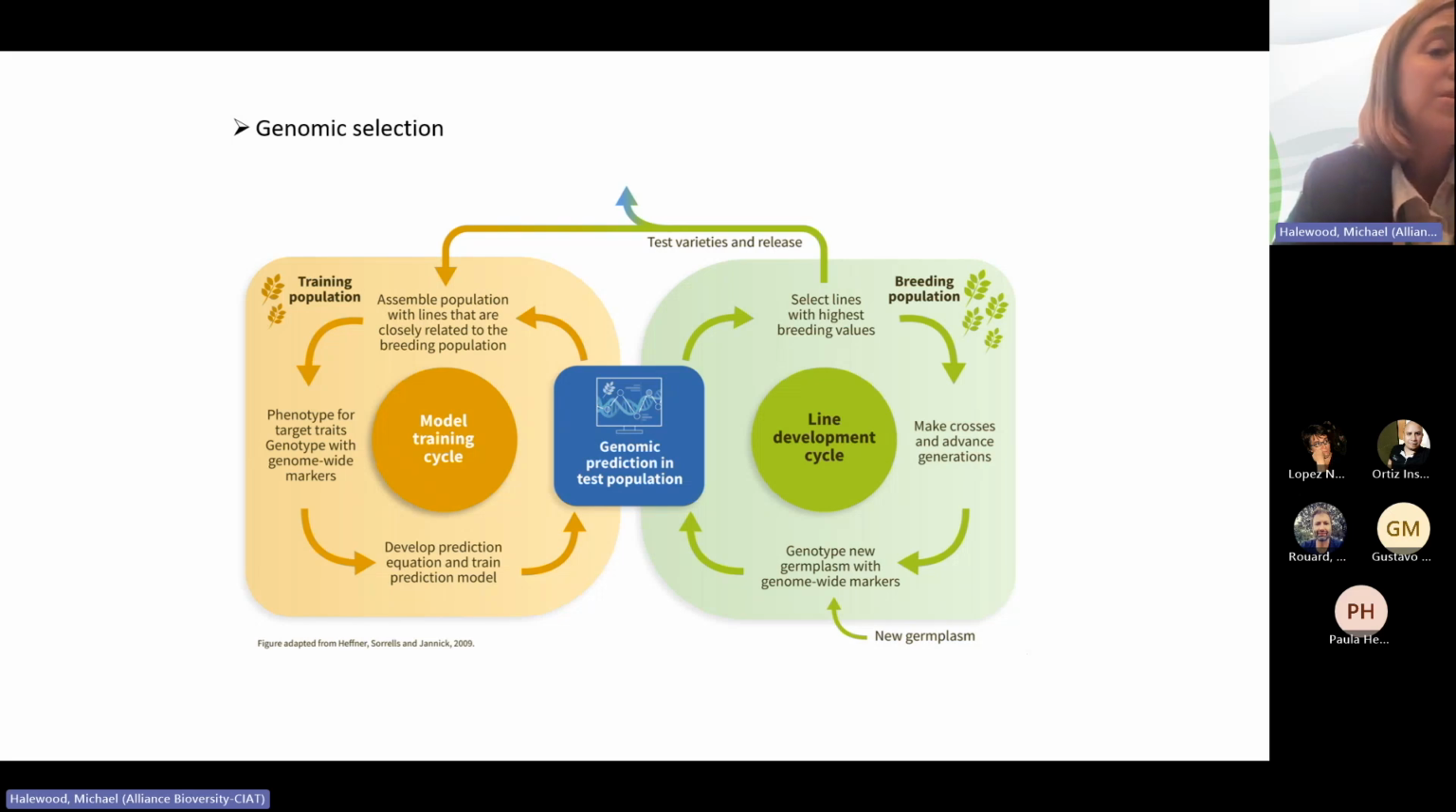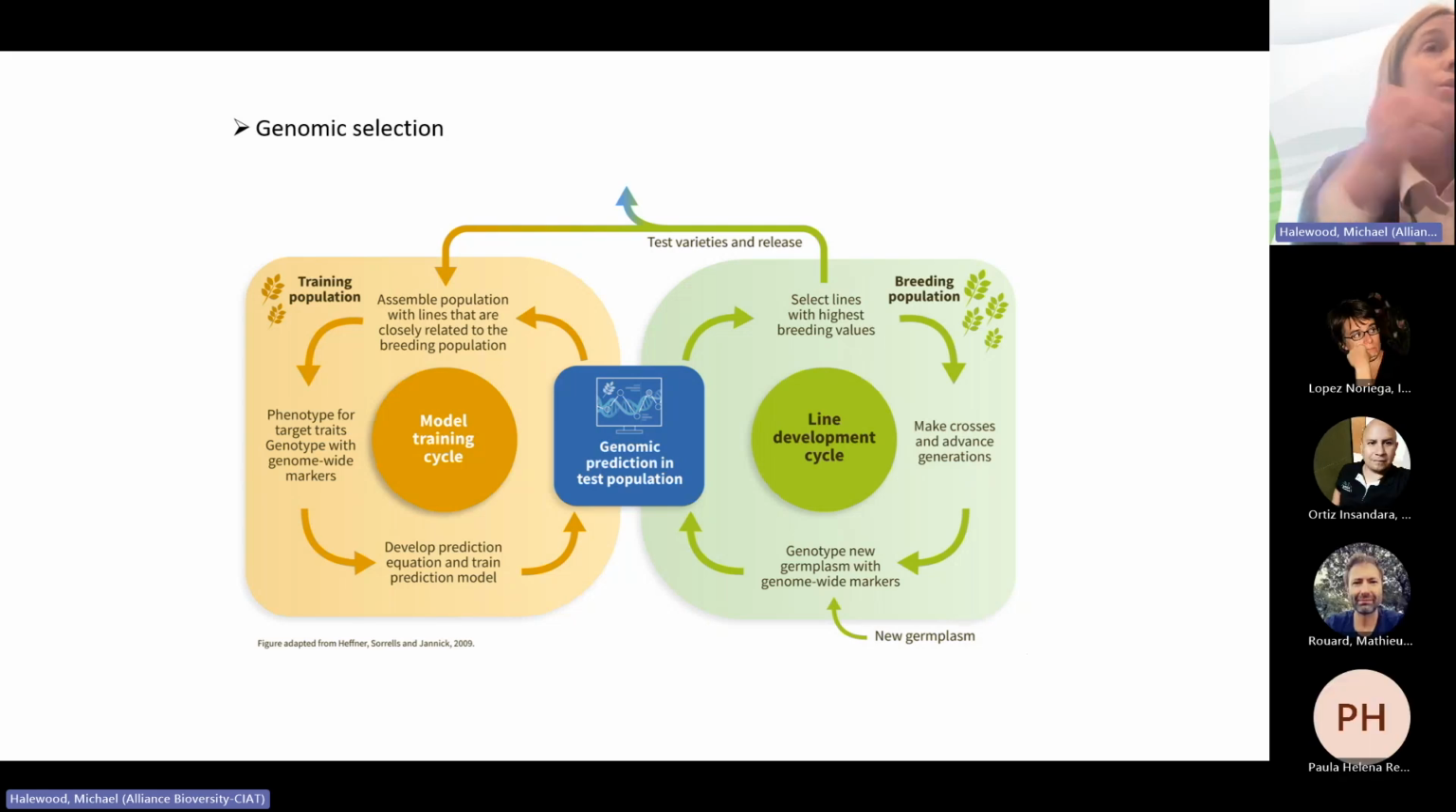Another example is genomic selection. Basically, you have a big population, a big number of samples, but you only phenotype a subset, a small portion of this population. And this becomes your training population. So you genotype the entire collection, you phenotype a small portion, you can develop a predictive model and predict the phenotype of the entire collection. So this is a nice approach, not only to reduce the cost, of course, but I think more importantly, you speed up the breeding process significantly.